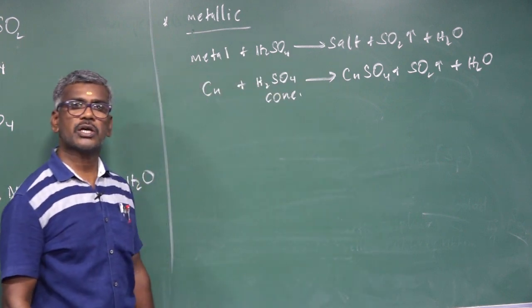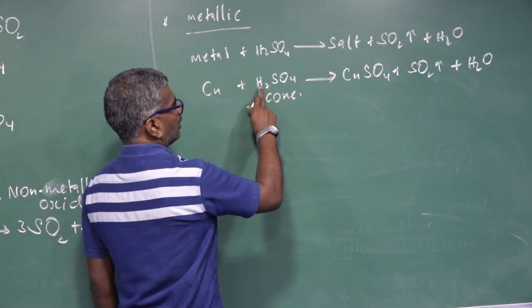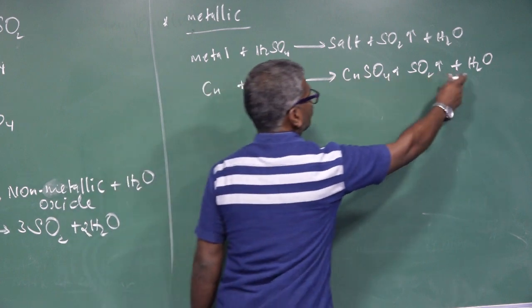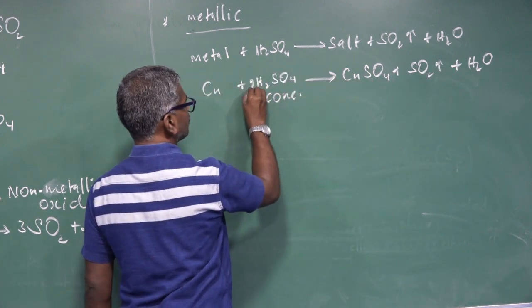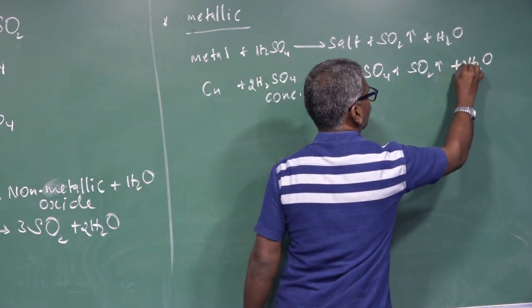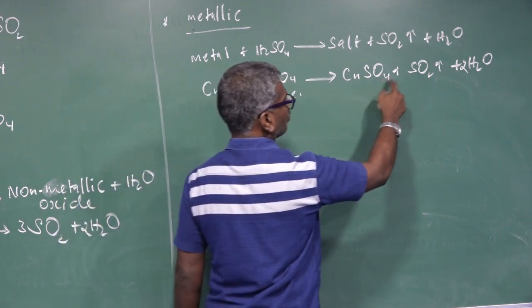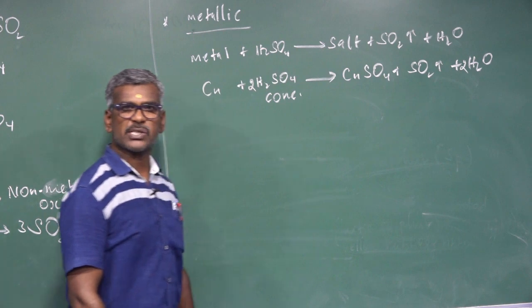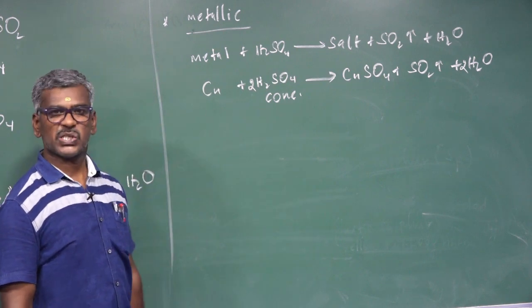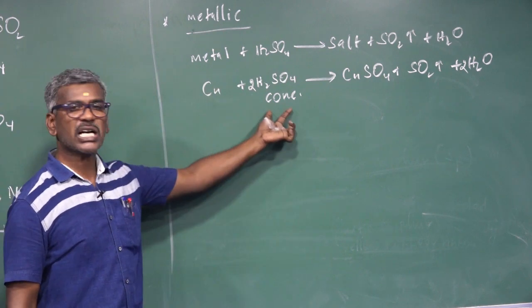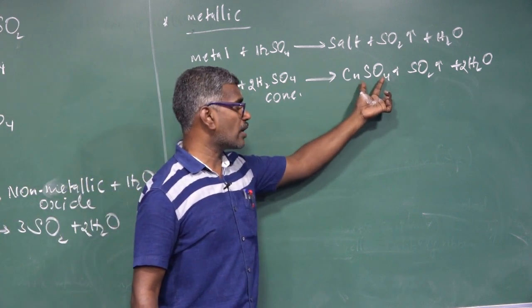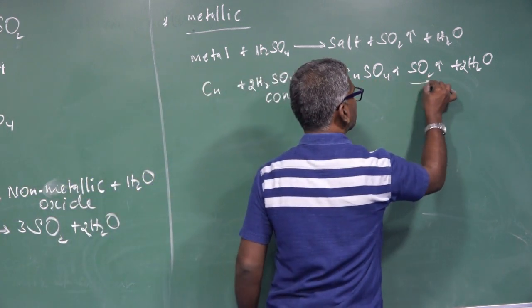This is the equation. How to balance the equation? Here 2 hydrogen, 2 sulfur. So here 4 hydrogen. Oxygen 8, here 4, here 2. The equation is balanced. This metal reacts with concentrated sulfuric acid to form copper sulfate and SO2. Preparation of SO2.